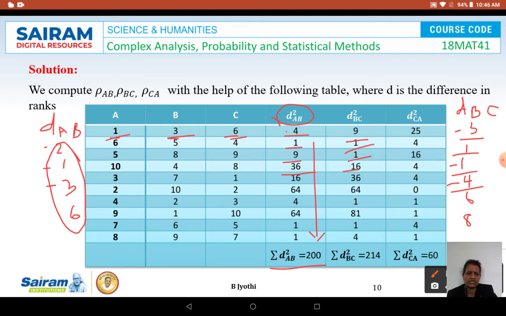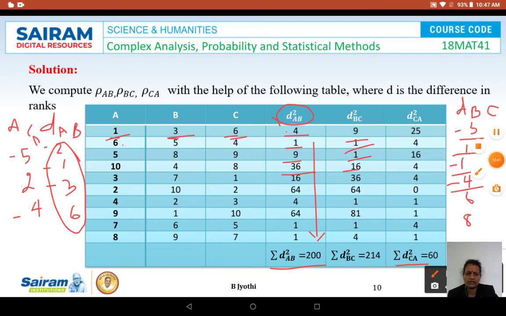So when we calculate similarly D_CA, I'll just write down here what will be the D_CA. So D_CA when I calculate, 1 minus 6 will be minus 5 or 5. Next 6 minus 4 which is 2, 5 minus 9 that is minus 4 and so on. So what is the square of that? 5 square is 25, 2 square is 4 and 4 square is 16 and so on. So we will calculate the summation of that, which gives us summation D_CA whole square, which is 60. So we have computed all the data here, D_CA square, D_BC square and D_AB square.